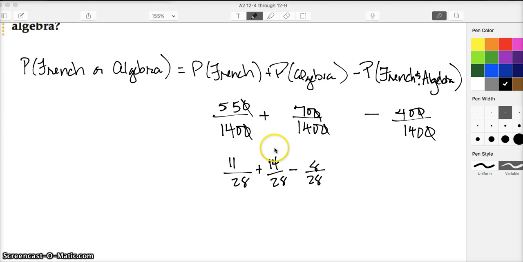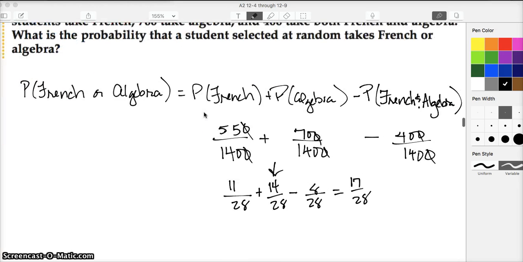I reduced this incorrectly. This should have been 14. So now we can go ahead and calculate this. We're going to add 11 and 14, and then subtract 8. And it looks like we get 17/28 as the probability of a student who's taking either French or algebra.